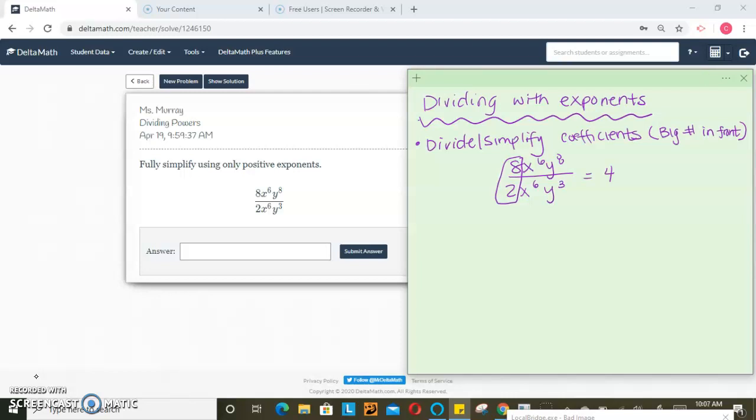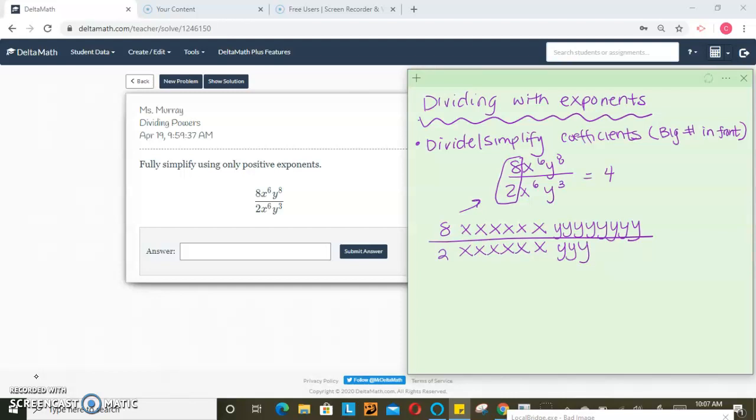Now, what happens when you're actually dividing, I'm going to show you, is I can write out this problem as x, 2, 3, 4, 5, 6. So x to the 6th power just really means I'm multiplying my x's by itself 6 times. Y to the 8th, 1, 2, 3, 4, 5, 6, 7, 8. Y to the 8th means I'm multiplying my y's by itself 8 times. Then in my denominator, I have 2, 1, 2, 3, 4, 5, 6, and then I only have 3 y's because I have a y to the 3rd.